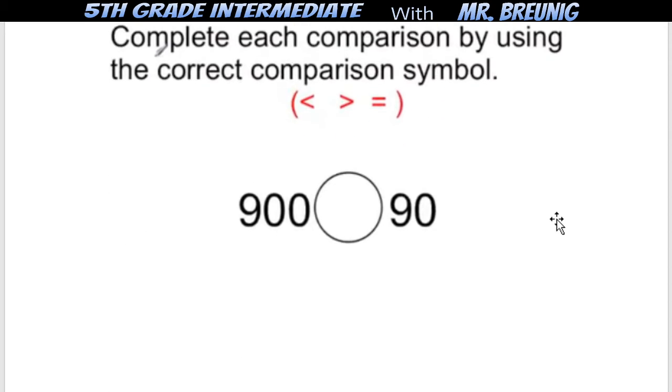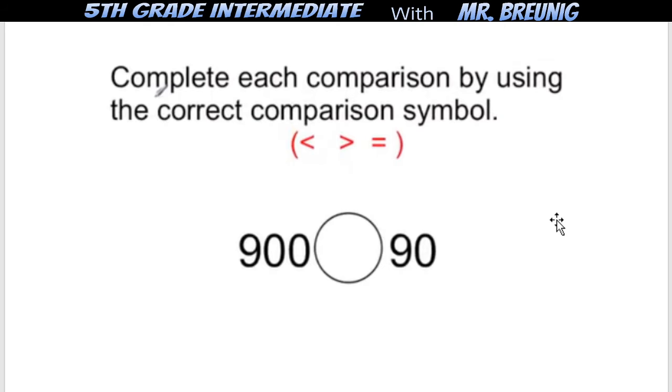All right, let's go ahead and take a look at this one. Complete each comparison by using the correct comparison symbol. Go ahead and work this one out. I think this one's going to be a breeze.